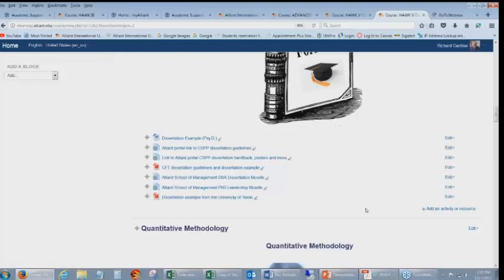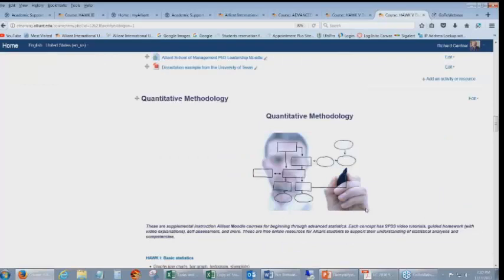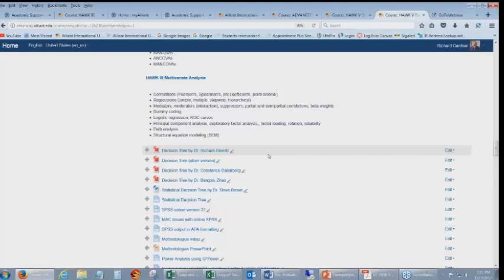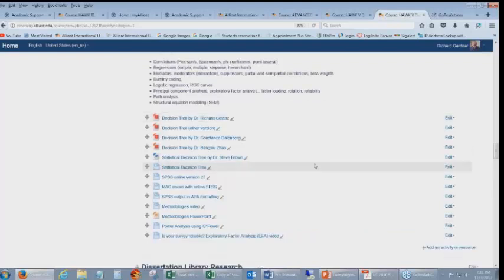And then quantitative. Again, this is just the Hawk statistics things. I'm not going to go over this stuff again. But again, send them back to the Hawks. And then decision trees are which test to use. And I'll be honest with you, these decision trees are not easy to use. So, but, you know, good luck.